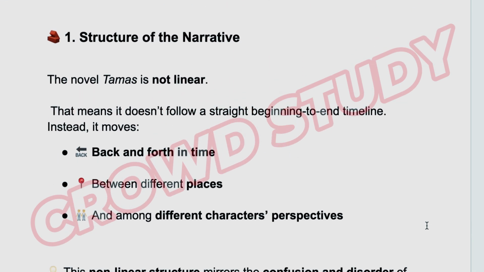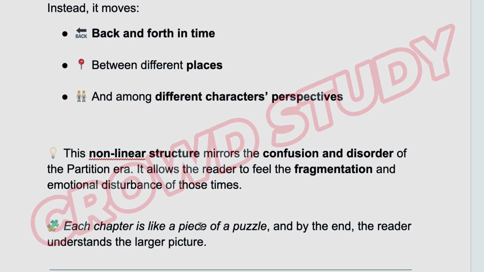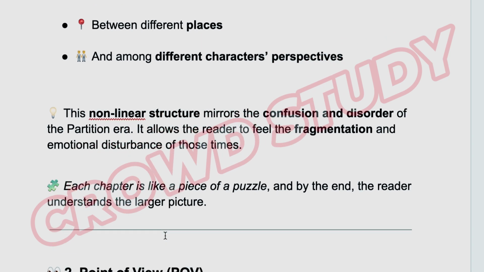Number 1. Structure of the narrative. The novel Tamas is not linear. That means it doesn't follow a straight beginning to end timeline. Instead, it moves back and forth in time, between different places and among different characters' perspectives. This non-linear structure mirrors the confusion and disorder of the partition era. It allows the reader to feel the fragmentation and emotional disturbance of those times. Each chapter is like a piece of a puzzle, and by the end, the reader understands the larger picture.